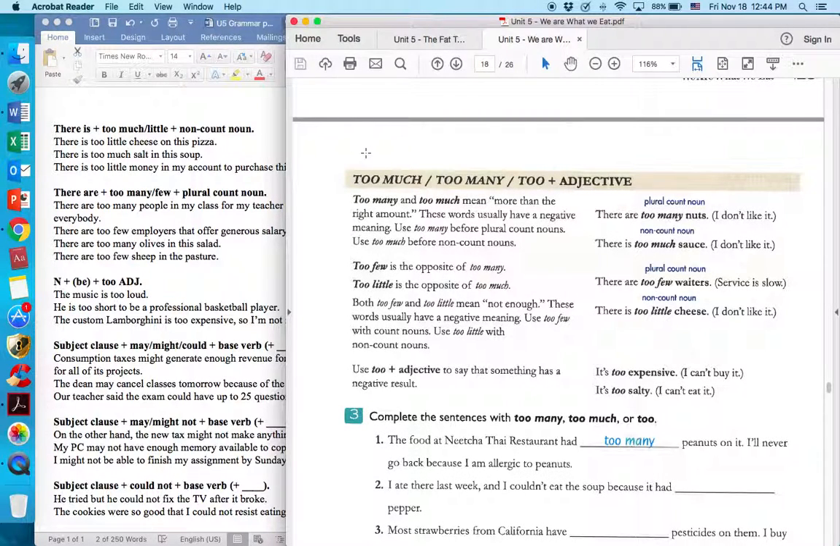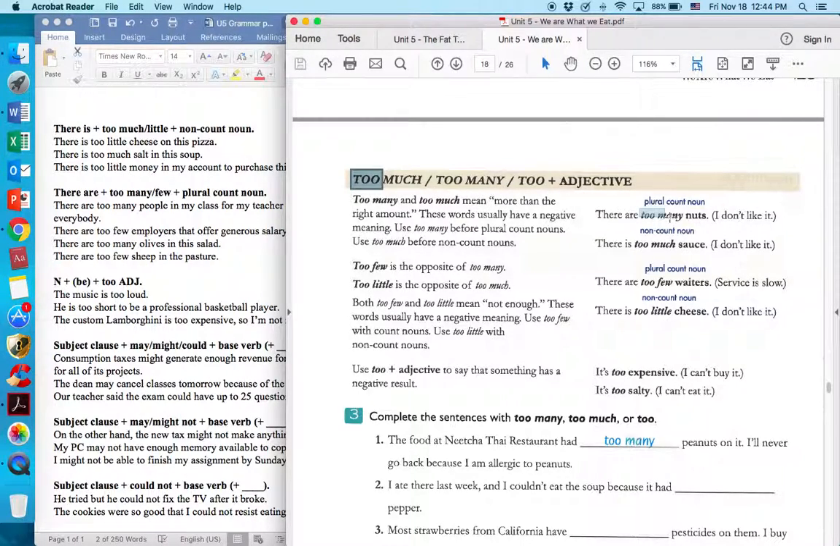Let's take a look at too much, too many, too few, too little, and in general, this word here, too. T-double-O. It means in excess or more than the right amount. It has a negative connotation. It is not the same as very or a lot or so much or anything like that. It has a negative meaning. Okay? Very important to remember.